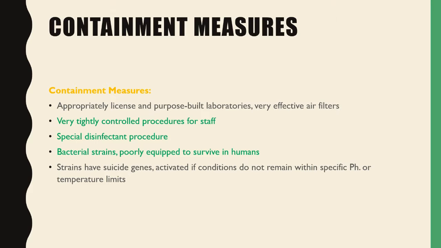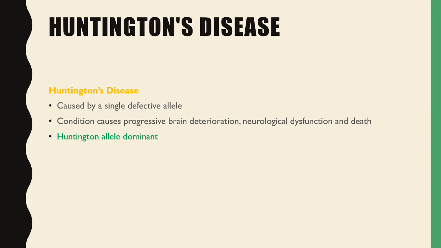So what are the containment measures when using gene sequencing and these different techniques? Well, you appropriately license and have purpose-built laboratories with very effective air filters. You have very tightly controlled procedures for staff, use special disinfectants, and use bacterial strains that are poorly equipped to survive in humans. Strains have suicide genes, which are activated if the conditions do not remain within specific pH or temperature limits.